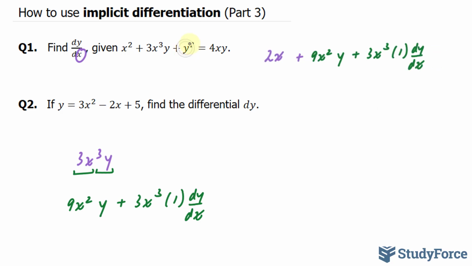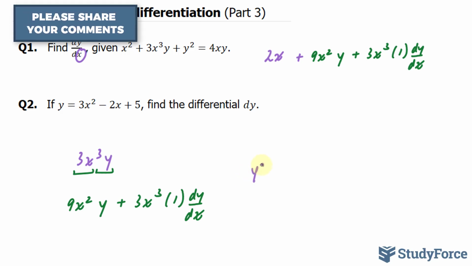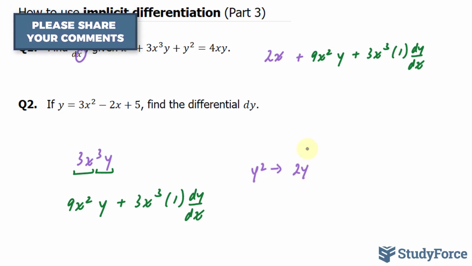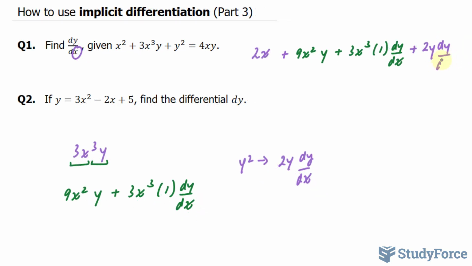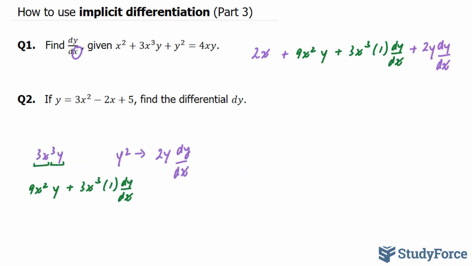Next, I'll find the derivative of y to the power of 2, and for that I can use the power rule. Y to the power of 2 becomes 2y dy over dx. And I'll place that right there, plus 2y dy over dx. And finally, I'll find the derivative of 4xy. Once again, I need to use the product rule for this. 4xy, I'll find the derivative of these two, multiply to y, and then add the derivative of y to 4x.